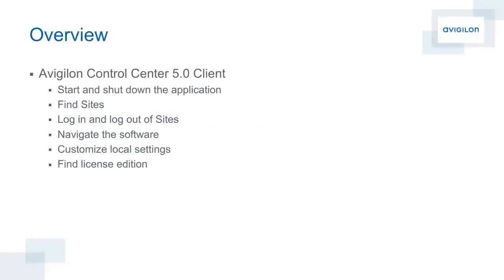The objective of this module is to help you get started using the Avigilon Control Center client software. We will talk about how to start and shut down the client software, how to find sites, how to log in and log out of sites, how to navigate through the software, how to customize your local settings, and how to find the software edition that your system is running.